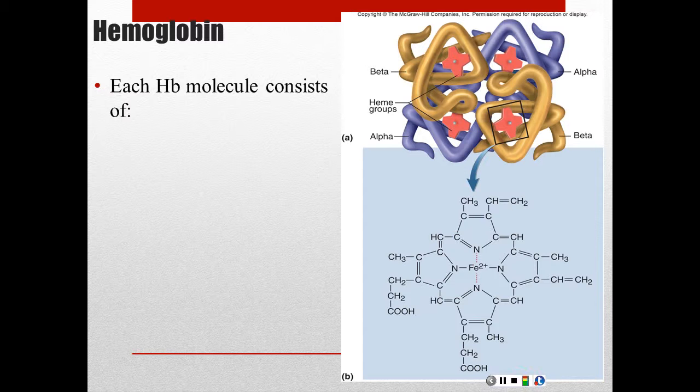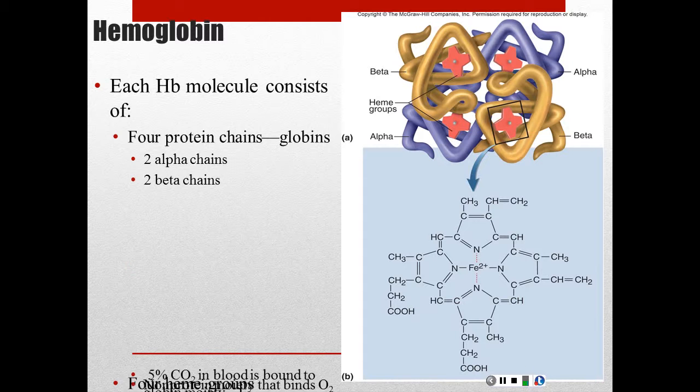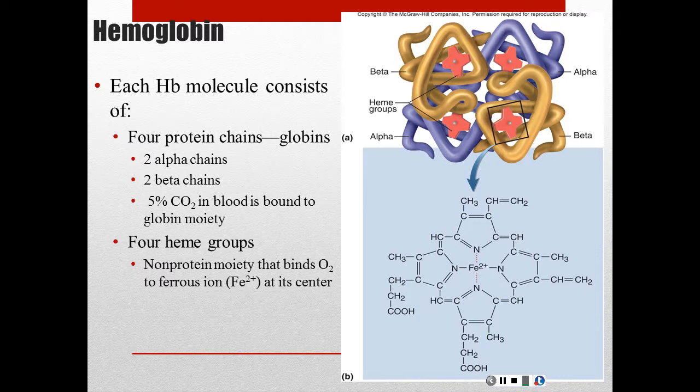Hemoglobin consists of 4 protein chains called globins. Now, 2 of them are alpha chains, and they're approximately 141 amino acids long. And the remaining 2 are the beta chains, and they are approximately 146 amino acids long.